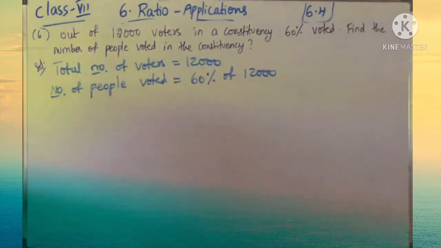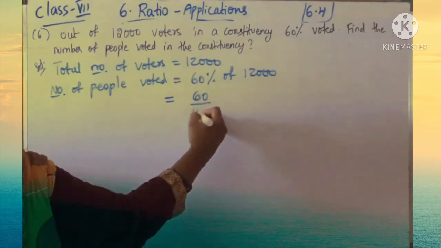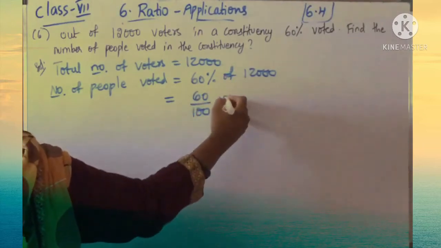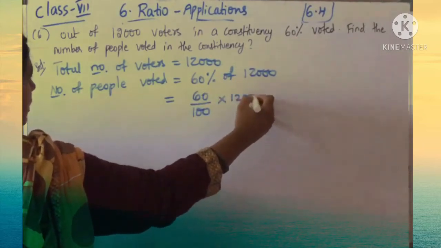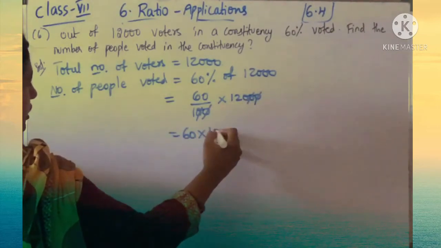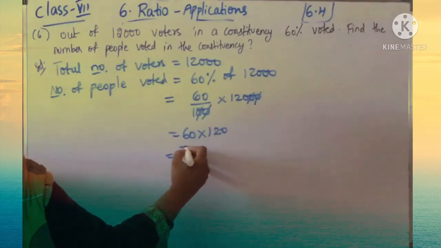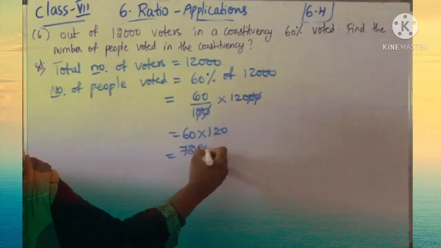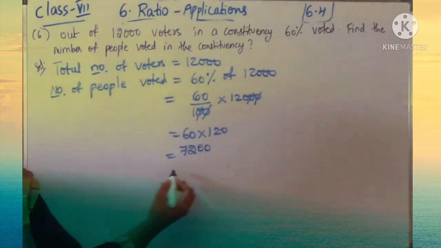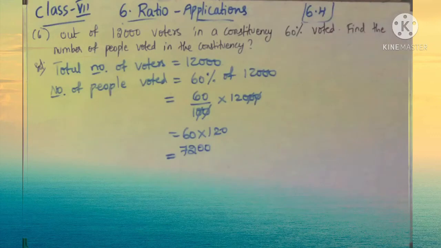So how to remove the percentage symbol? We should divide by 100. So 60 by 100, of is nothing but multiplication, into 12,000. Now 0, 0, 0, 0 gets cancelled. So 60 into 120. So 12 6s are 72 and 2 zeros. So out of 12,000 voters, only 7,200 people voted in the constituency.